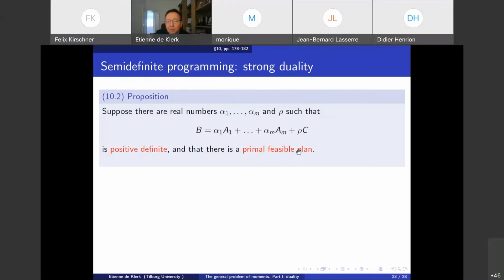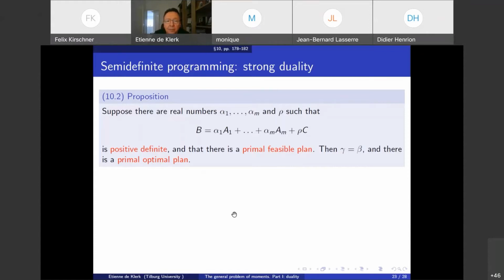And also, if we assume as before that there's a primal feasible plan, then we have strong duality in the sense that gamma is equal to beta, and there's also a primal optimal plan. So just for the people who are familiar with the Slater condition for semi-definite programming, this is a slightly weaker condition than the Slater condition because we also allow this multiplier for the matrix C.